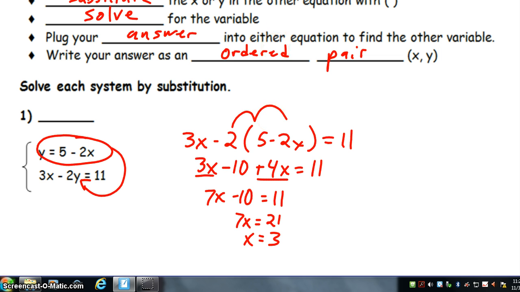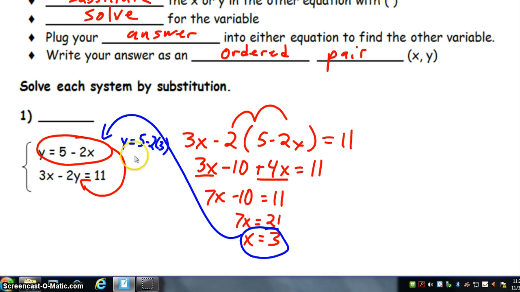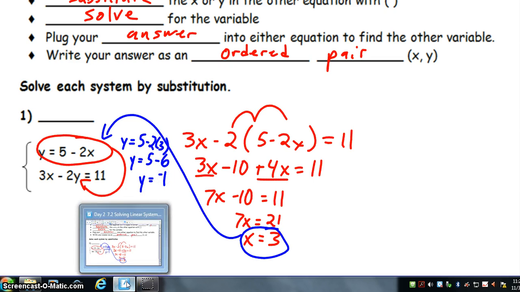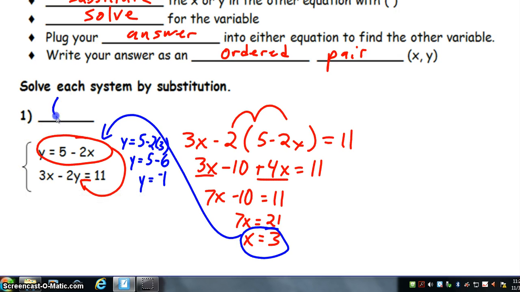To get the other half of your answer, you would have to take this 3 and plug it back into one of these equations. I'm going to do the top equation. So that would become y equals 5 minus 2 times 3. So y would equal 5 minus 6. So y would equal negative 1. So my final answer here is 3, negative 1 as an ordered pair. To check that, we can always plug it back in for x and y. And remember, it would have to hold true in both equations to be the solution.